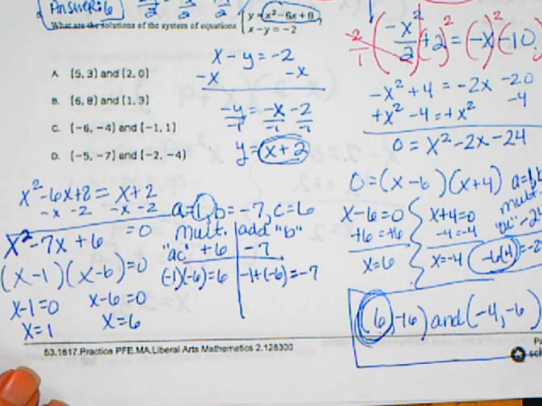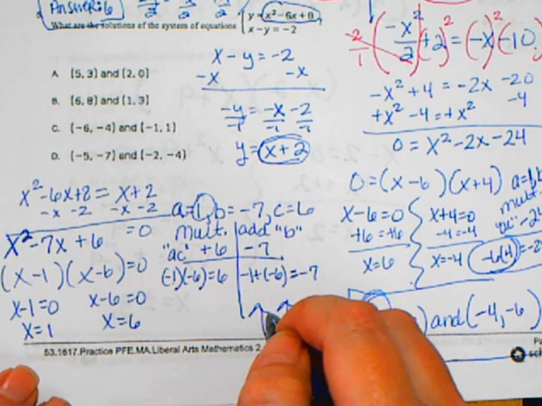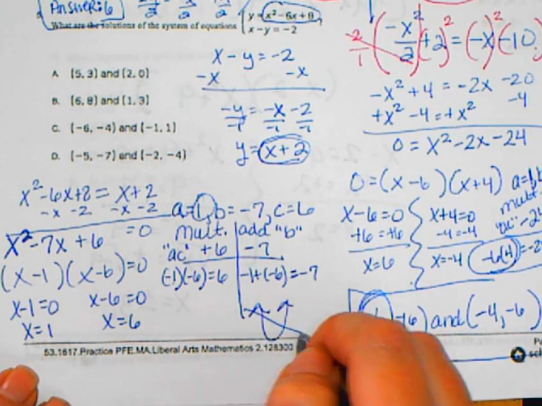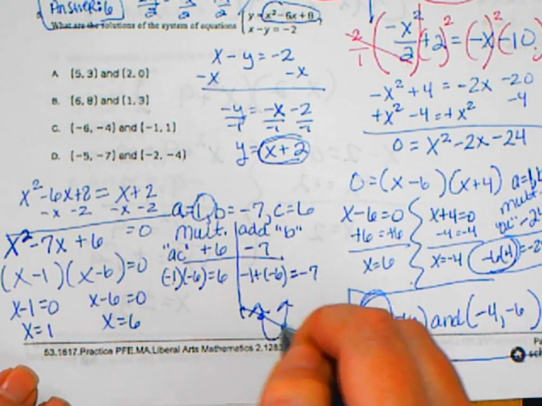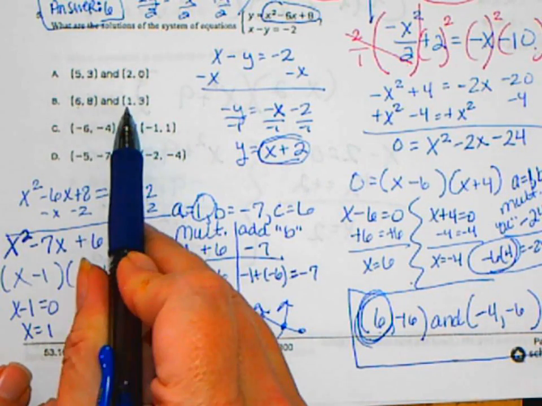I'm looking for ordered pairs though. I want to know where this parabola and this line are going to intersect at two places. I want to know the ordered pairs. Right now, if you look at the multiple choice, only one possibility has an x value of 6 and an x value of 1, because they're both positive. But yeah, there's a 6 and a 1 for x, right?